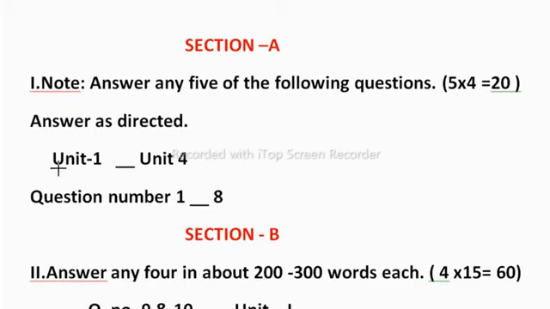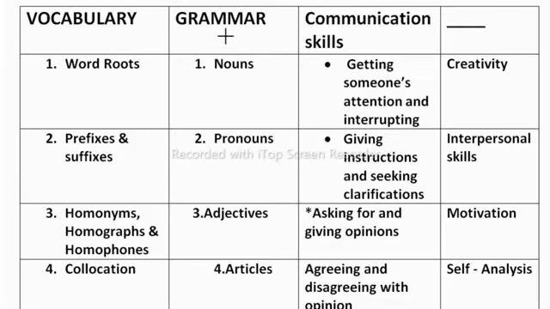Since you have only 4 units, unit 1 to unit 4, for the first semester, Section A will be from these 4 units. There will be 8 questions, and out of 8 you have to do any 5. For each bit you will get 4 marks, altogether 20 marks. These are objective type questions on vocabulary, grammar and communication skills topics from unit 1 to unit 4.